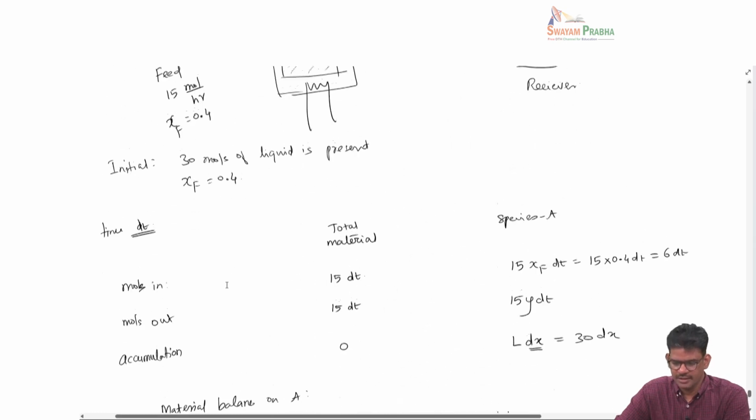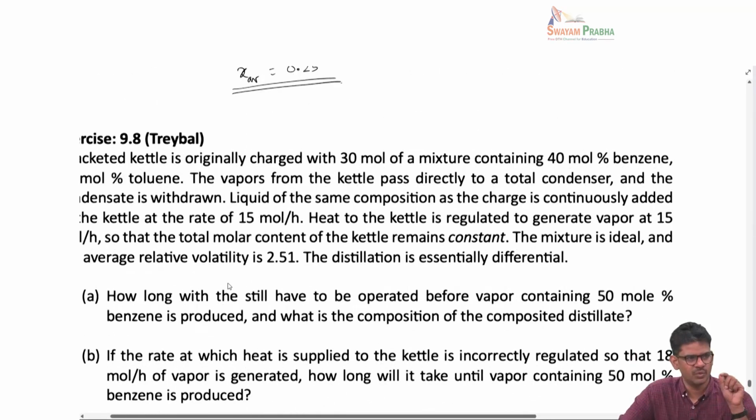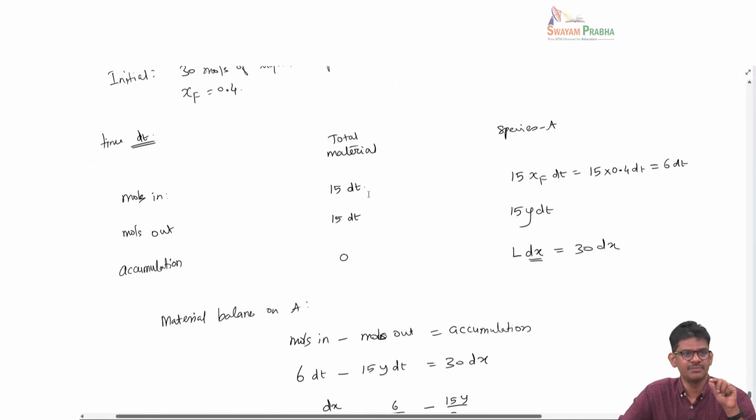Again, this problem is not that hard. The only thing is you have to know how to do the material balance for this particular problem. You should know what is coming in, what is going out, and do the total balance. Here the total material balance is not a problem because both are the same and cancelling. In part B that is not the case. Moles coming in is 15 dt, moles going out is 18 dt. So there you will see that the total liquid will change, and you have to take that into account.